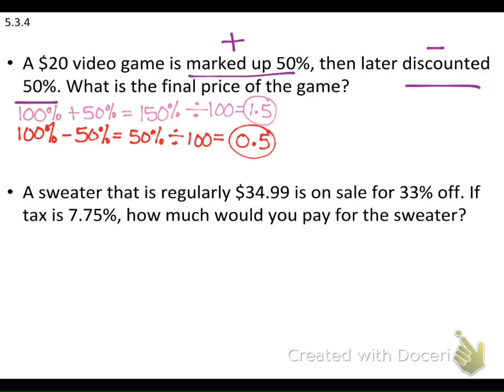I'm going to take those multipliers and I'm going to multiply them by the original amount. So I'm going to take my $20 video game, so Smash Brothers for $20, times my first multiplier, times my second multiplier. So once I took that increase, then decrease, what's that video game going to end up costing me? $15 even. Would you guys buy a video game for $15? Yeah, definitely.